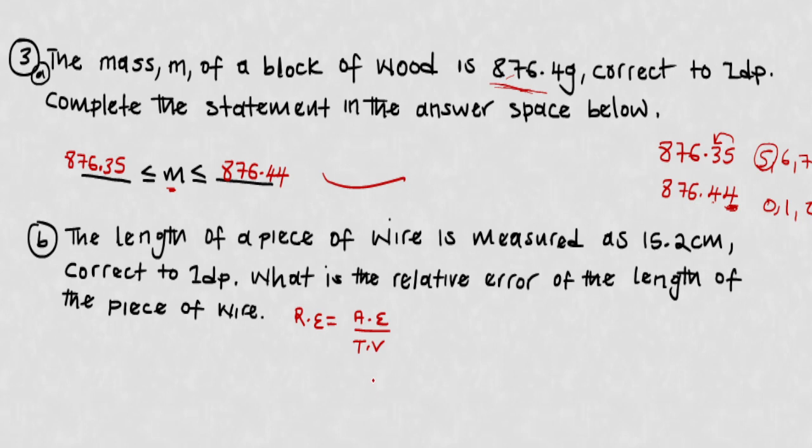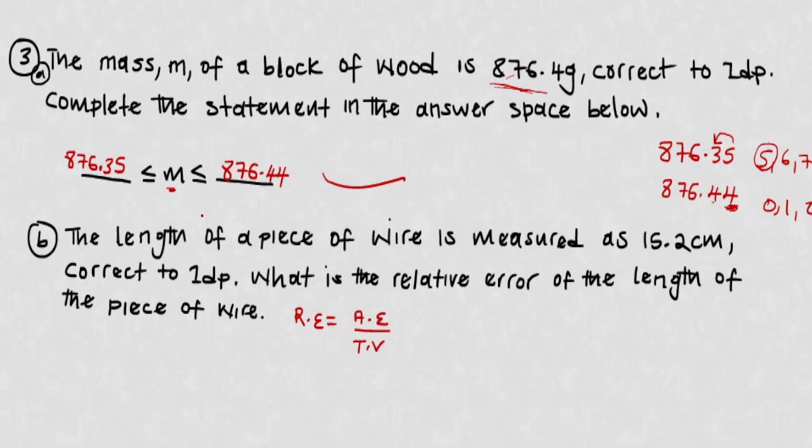So now how are we going to do that? We have the length here, which is 15.2, correct to one decimal place. What you need to understand here is that we've only been given one value, which is 15.2. So it's difficult for us to find the absolute error by subtracting. We've not been given any estimations, any estimated value.